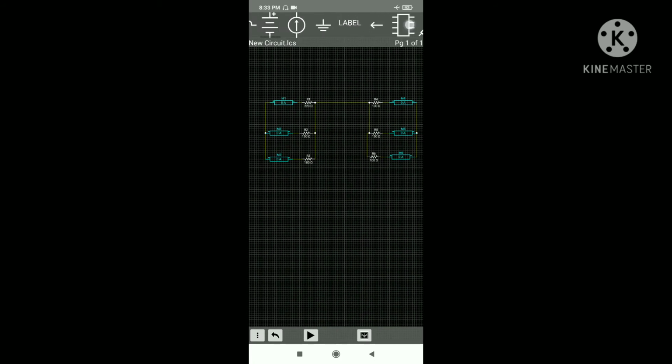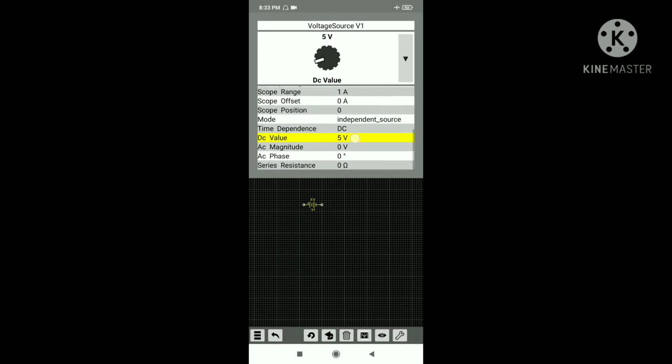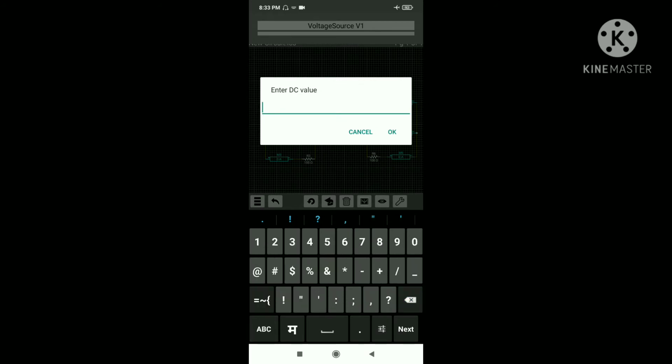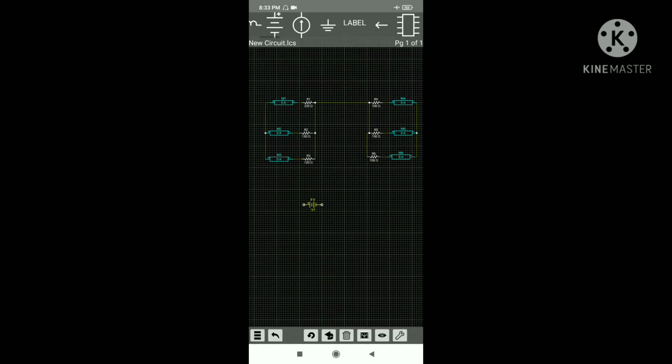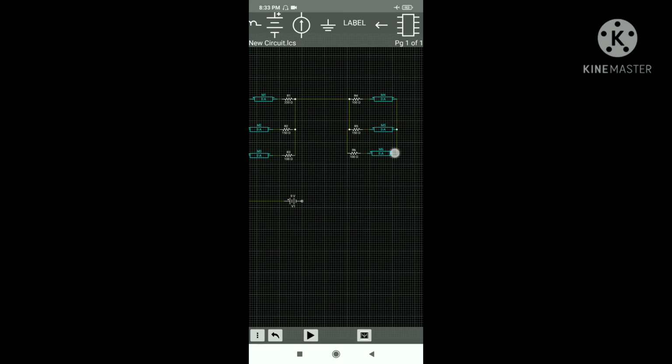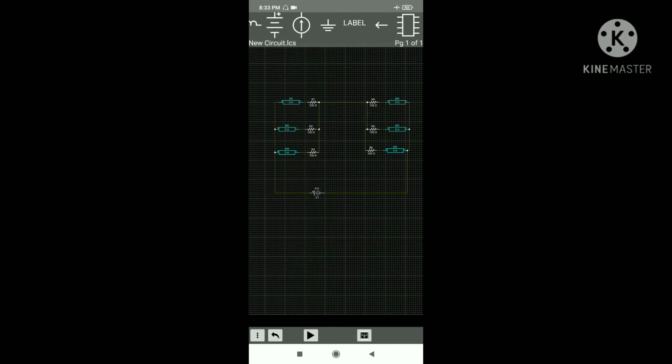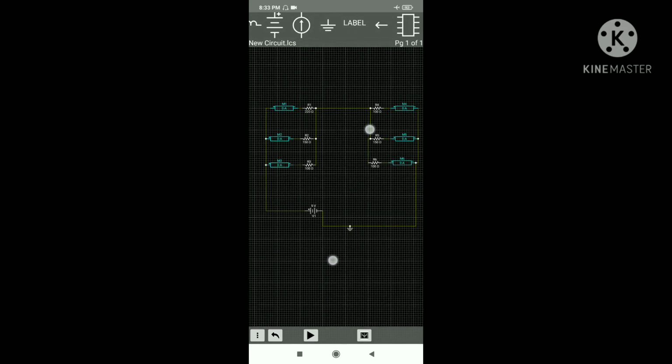Now we require the power supply having a 9-volt battery. Rotate it. Its value is 5 volt. Change it as per requirement to 9 volt and connect the supply to both branches. The circuit is complete for the KCL, only the ground remains. Connect the ground to the negative of the power supply. This circuit is completed here.